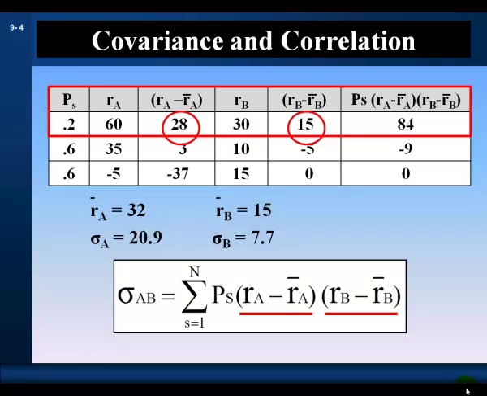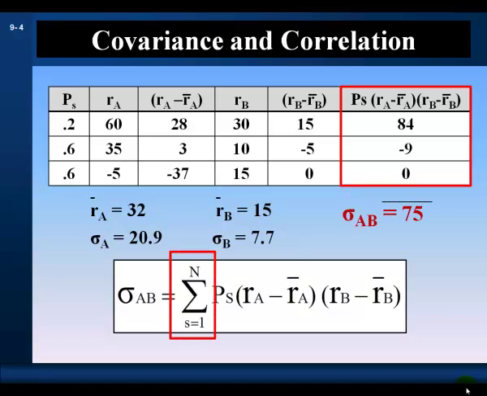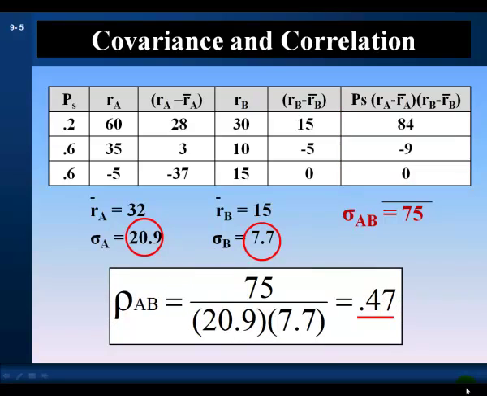We multiply the paired deviations from expectations and multiply that by the probability of the state. We do that for all states. We sum across all states by adding up the last column. Covariance is 75% squared. To get the correlation coefficient, we divide the covariance by the standard deviations of the two securities and get a correlation coefficient of 0.47.